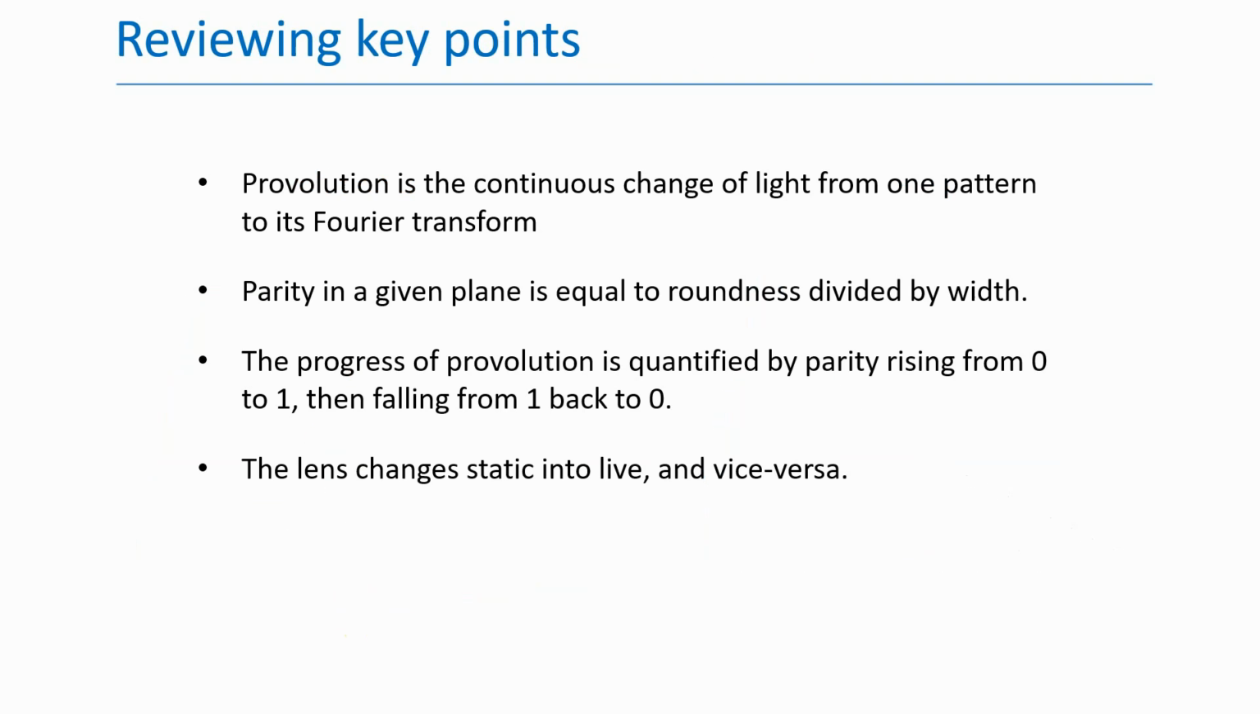That's all for this lecture, so let's review the key points. Provolution is the continuous change of light from one pattern to its Fourier transform. Parity in a given plane is equal to roundness divided by width. The progress of provolution is quantified by parity rising from 0 to 1, then falling back from 1 to 0. The lens changes static into live, and vice versa.